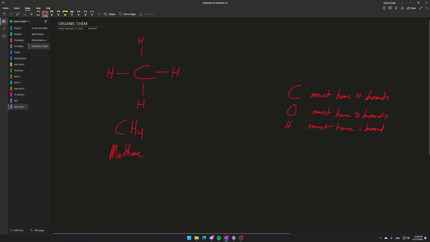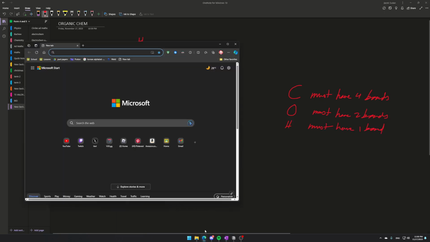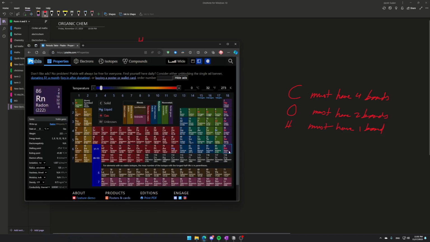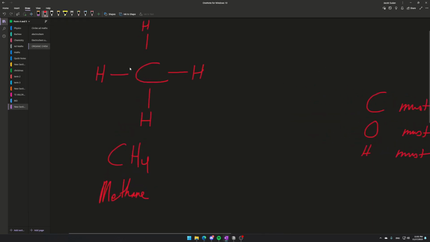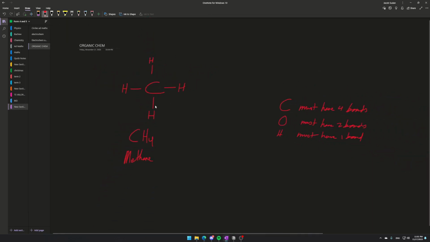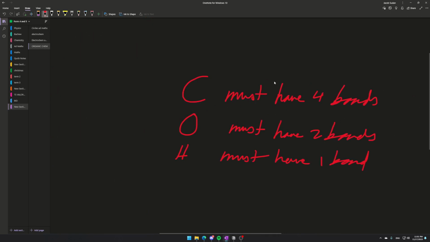Now, another way you could look at it is carbon. Let's go to the periodic table. Carbon is in group 6. It could get rid. Okay, screw that. Carbon has a tetravalency, which allows it to bond with 4 other things. I don't need to go in depth to it. Just understand that it must have 4 bonds, 2 bonds, and 1 bond here.